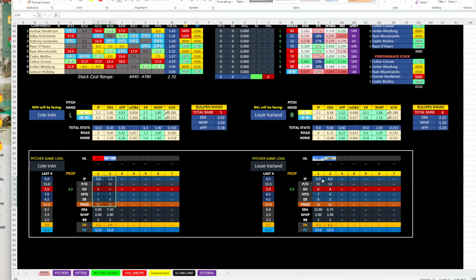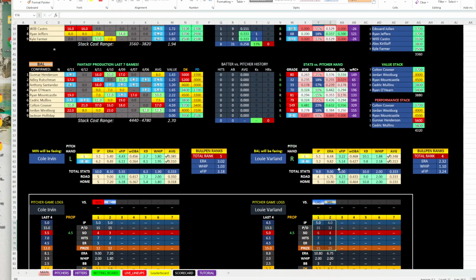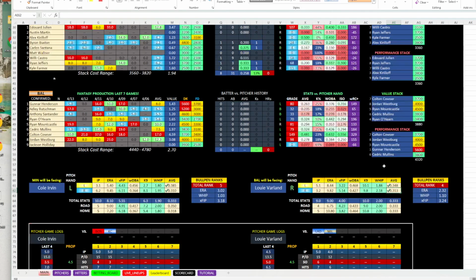Here we can see all their game logs, and they're pretty much about the same. But Varland here versus lefties, we can see a 1.88 WHIP, .348 average. That's pretty large. And even versus righties, he's got a 2.18 WHIP and a .313 average. So he's also getting thumped a little bit.